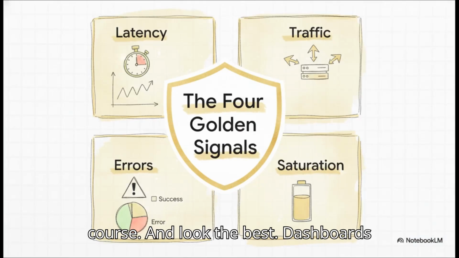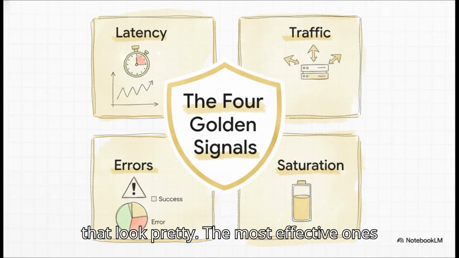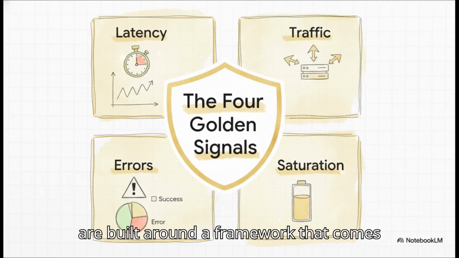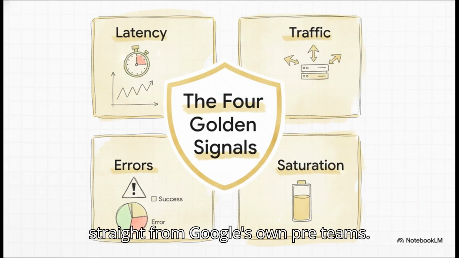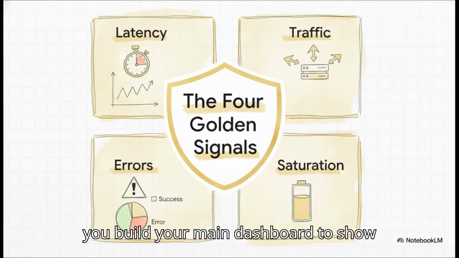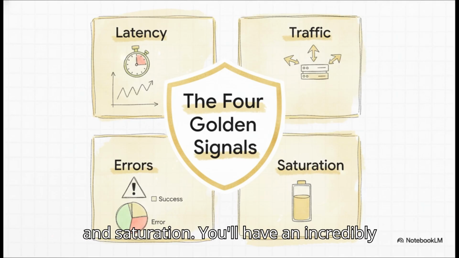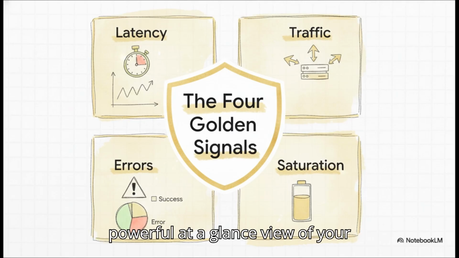And look, the best dashboards aren't just a random collection of charts that look pretty. The most effective ones are built around a framework that comes straight from Google's own SRE teams. It's called the 4 golden signals. If you build your main dashboard to show these 4 things, latency, traffic, errors, and saturation, you'll have an incredibly powerful at-a-glance view of your service's overall health.